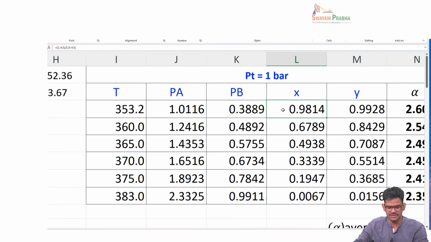Then X. You see, here is the total pressure, 1 bar, so it is there, 1 bar. So X is nothing but (PT minus PB) by (PA minus PB), which I showed here. So you can find X values, and then similarly Y values, which is nothing but PA star by PT, or you write X times PA by PT, and you get a range of Y values.